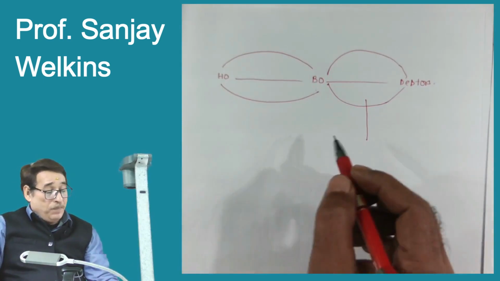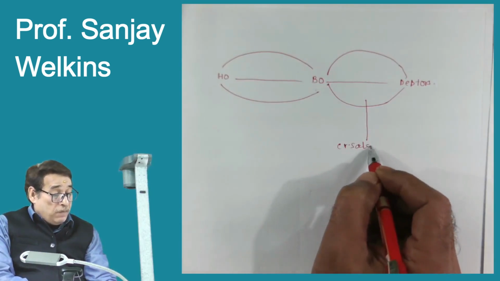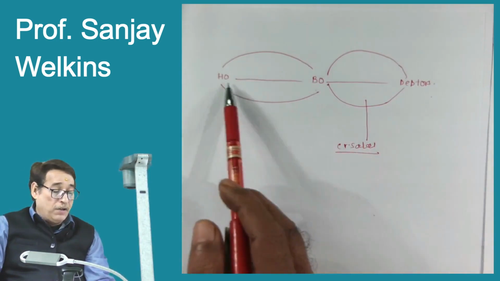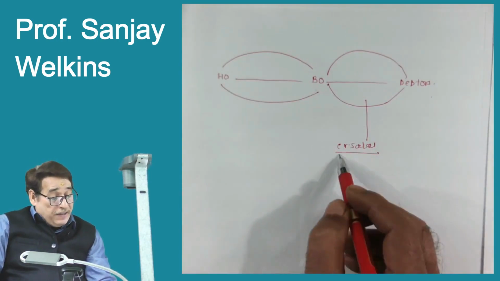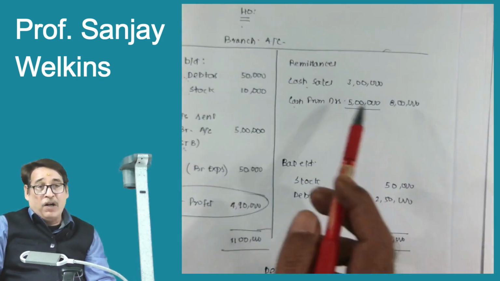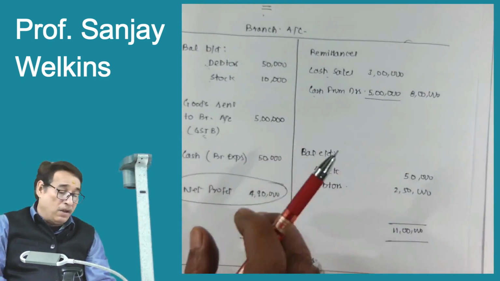See here, when we did the credit sale, it is a transaction between the branch and debtors. It is not a transaction between the head office and the branch office. That is the reason credit sales is not finding place in the branch account. Is it clear to you or not?